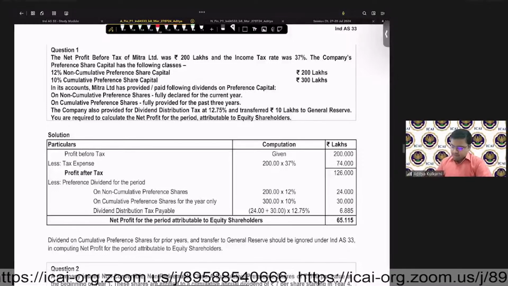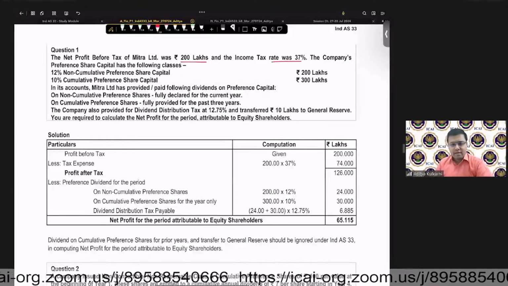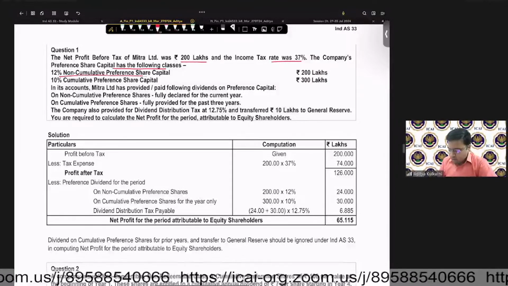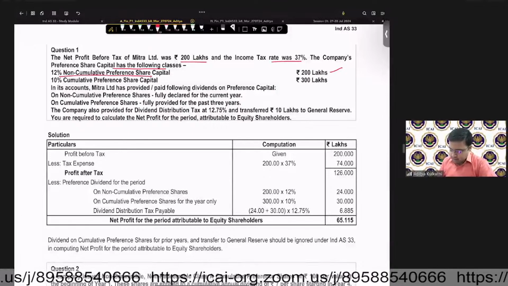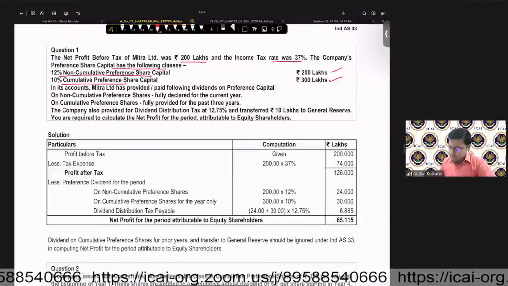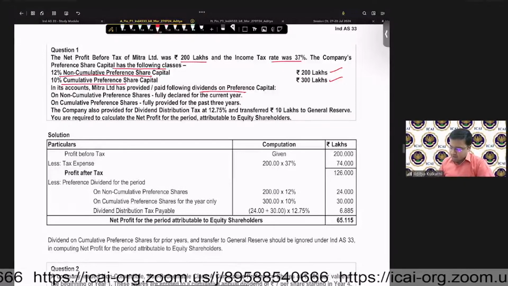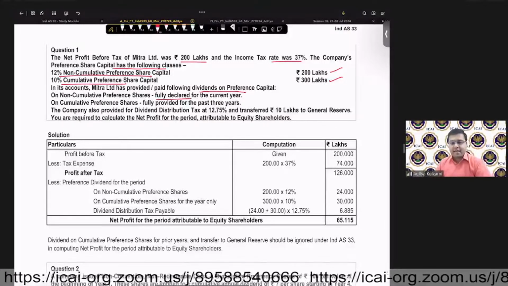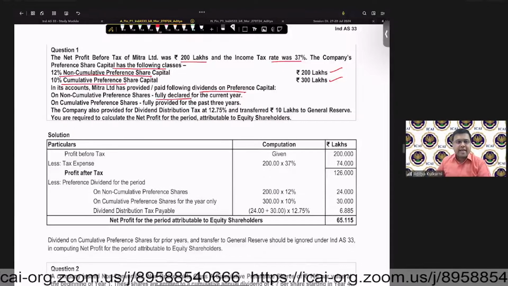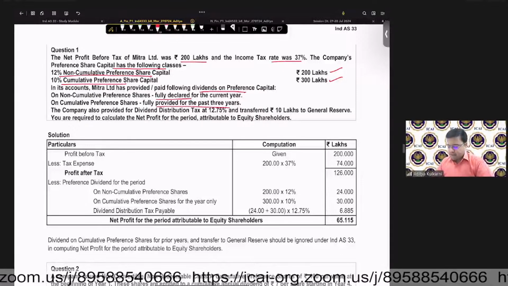So you are having net profit before tax of Mitra was 200 lakhs. Income tax rate was 37%. Preference share capital has the following classes: 12% non-cumulative preference shares, 200 lakhs, and 10% cumulative preference shares, 300 lakhs. In its accounts, Mitra has paid or provided for the following dividends on preference capital. On non-cumulative preference shares, it is fully declared for the current year. Non-cumulative declared. So do you reduce? Answer is yes, because it is declared in the current year. Cumulative preference shares fully provided for the past 3 years.